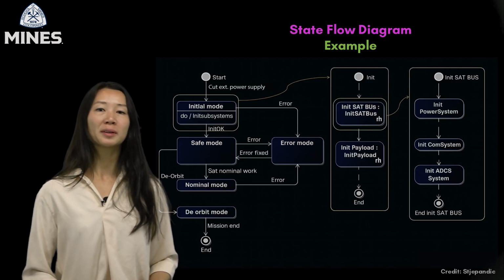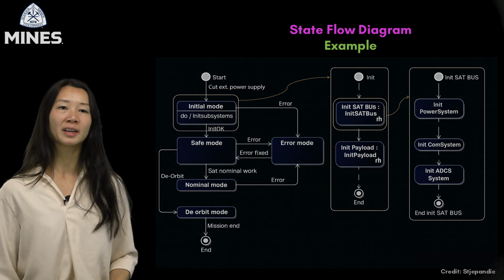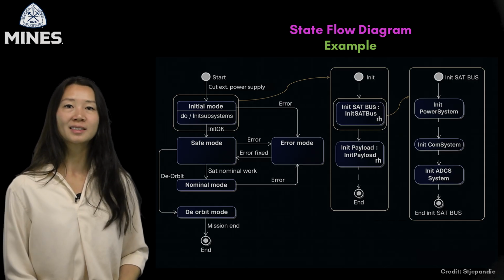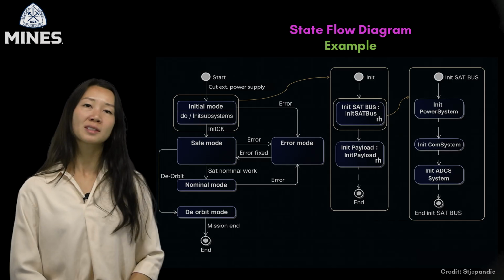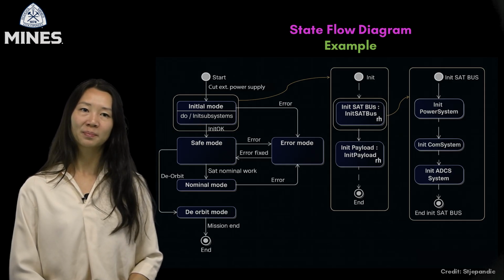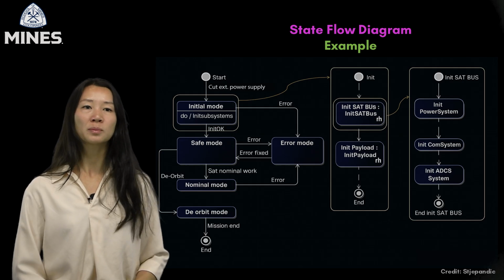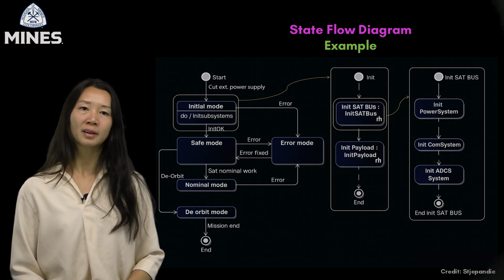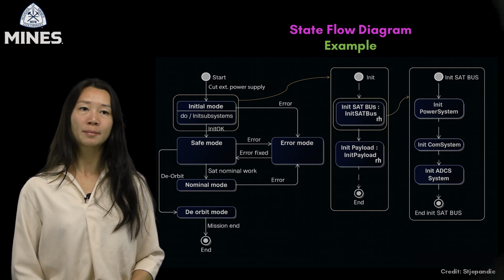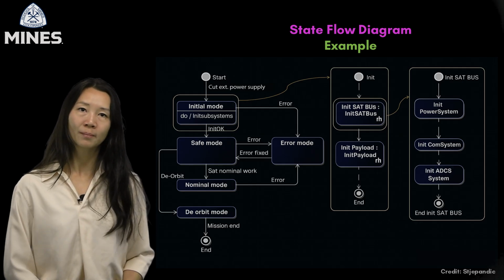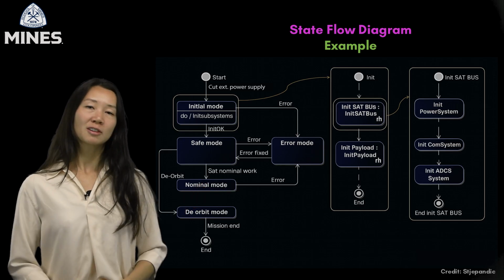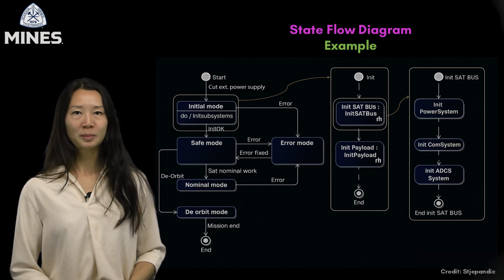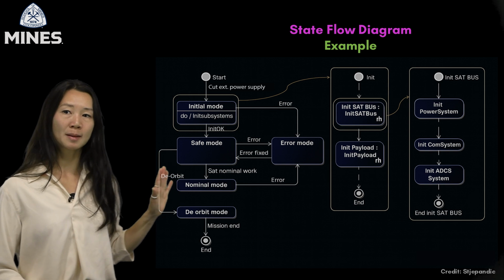Let's zoom in on one of the most powerful tools in the software design toolkit, the state flow diagram. These diagrams matter because they force us to lay out logic explicitly. They help developers visualize what the system is doing at every step, identify edge cases before they happen, and enforce modular thinking. Instead of coding chaos, you get structure. And structure is what makes autonomy in space actually work. Let's break this example down.